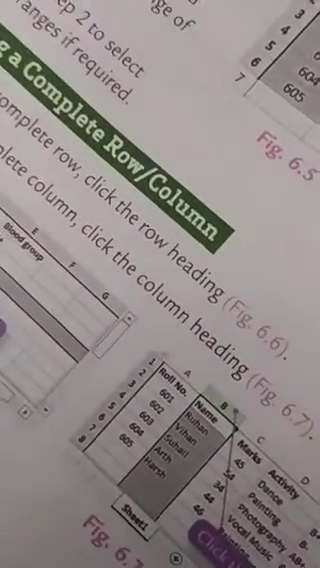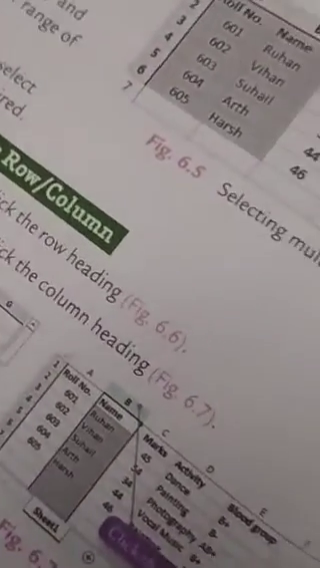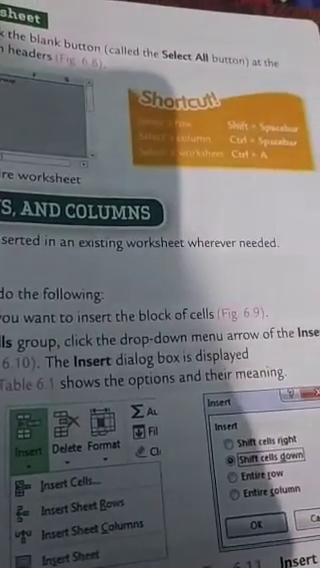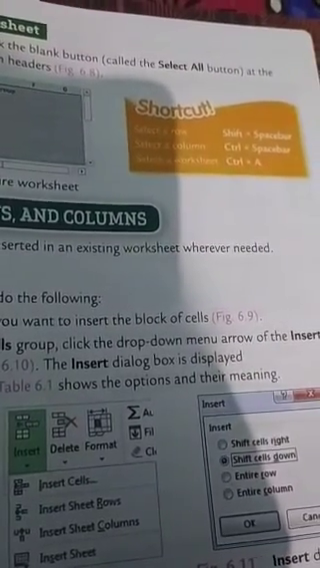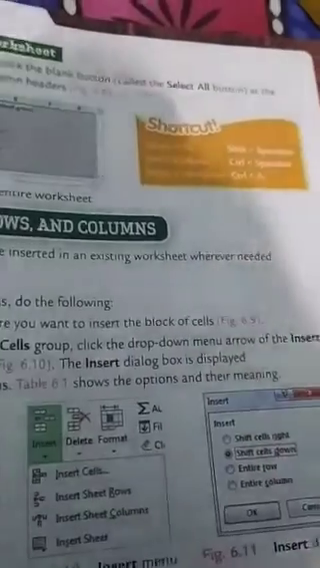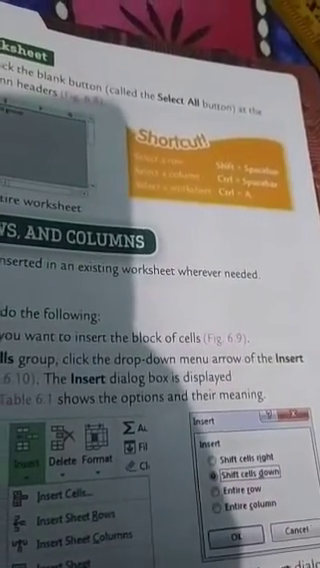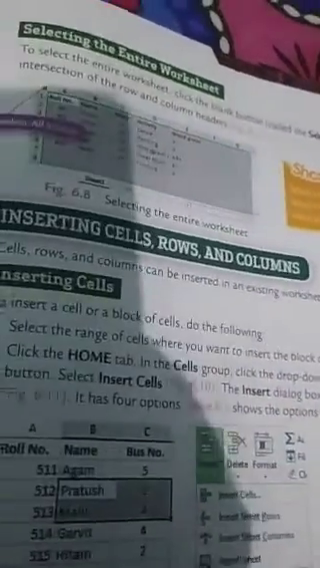How can we select multiple ranges, and how can we select a complete row? By clicking the row heading and the column heading, we can select a complete row or a complete column. What is the shortcut to select a row and a column? Shift plus space bar selects a row, and CTRL plus space bar selects an entire column. To select a worksheet, press CTRL A. These are the shortcut keys. This can be asked in your exam.